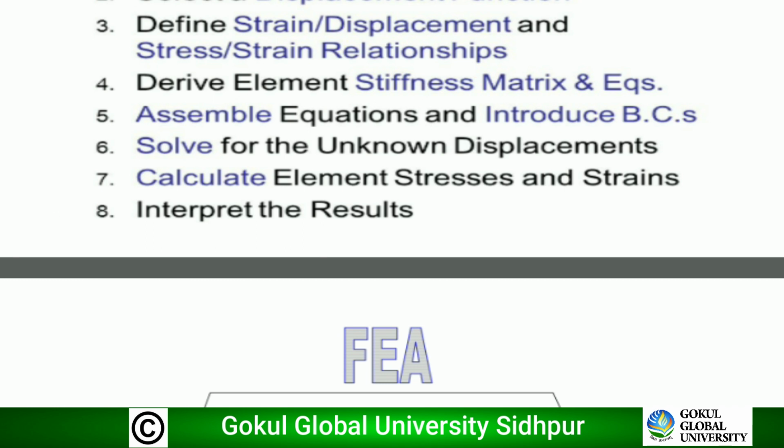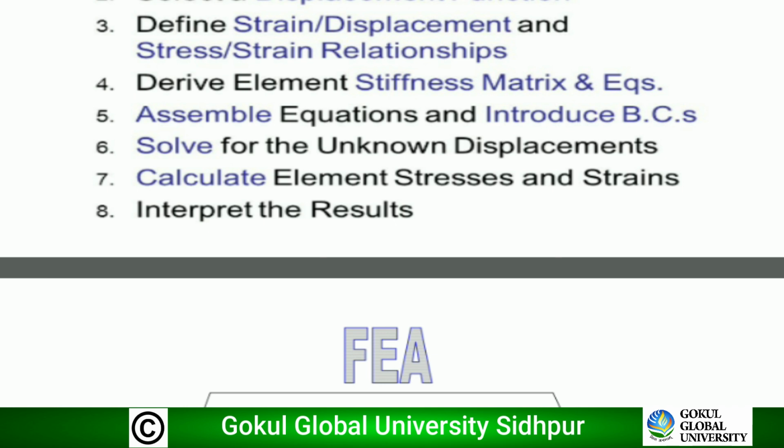Now let us calculate the unknown deflections, elements, calculate element stress and strains, and interpret all the results. Then let us discuss this example, calculated by two methods: one is the analytical method and another is by elimination and other applications. Now let us move forward.